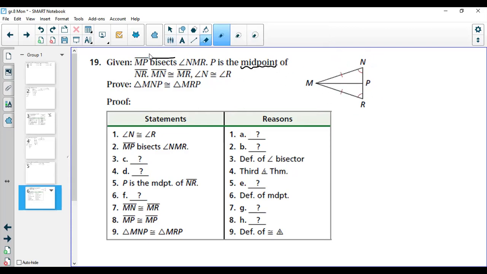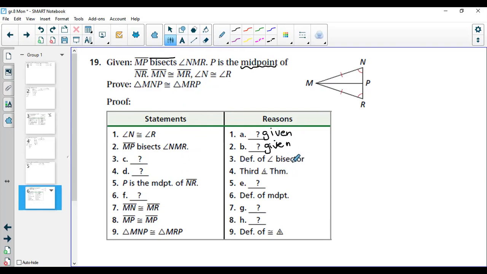Now, angle N is congruent to angle R. Check first of all in the information, did they give anything? Yes, they did. So here we write it as given. The next one is MP bisects angle NMR. So once you have written angle N is congruent to angle R, the next one, move to the side. So MP is bisecting angle NMR. So that's given as well. Before you find it in the figure, find out whether they have given it in the information or not.